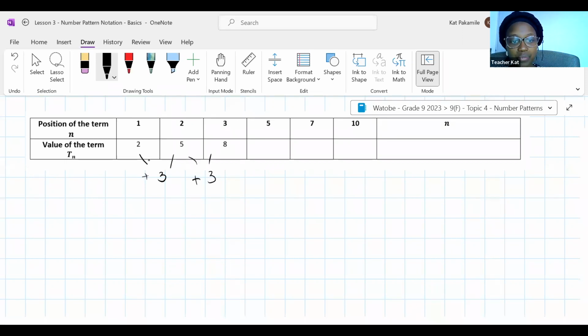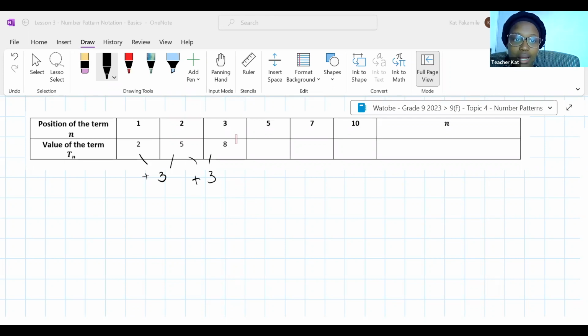So how do we get to position number 5? We are adding 3, right? So please tell me what's in position number 5. See, this table helps us with visualizing the position and then the actual value of the term. Tell me what is in position number 5.